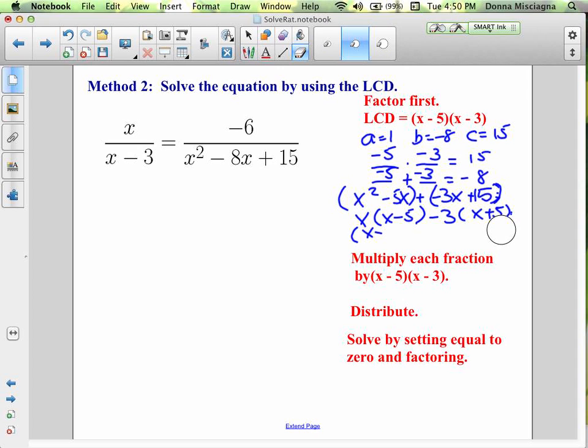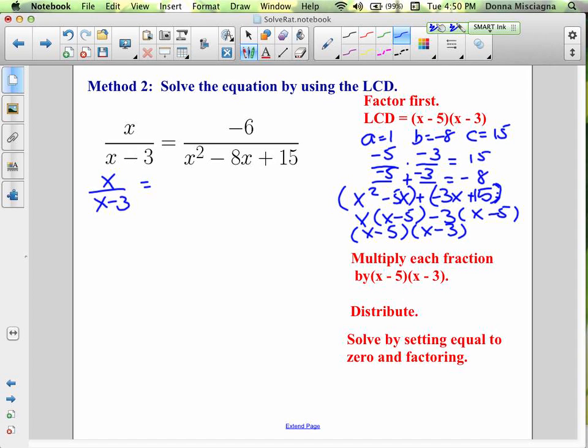I wrote x plus 5. That should be x minus 5, because 15 divided by negative 3 is negative 5. Sorry, x minus 5. All right, so the repeating x minus 5 is one factor, and what we pulled out, x minus 3, is the other factor. So we're going to replace the x squared minus 8x plus 15 with x minus 5 times x minus 3.